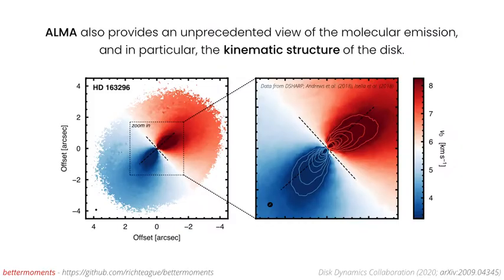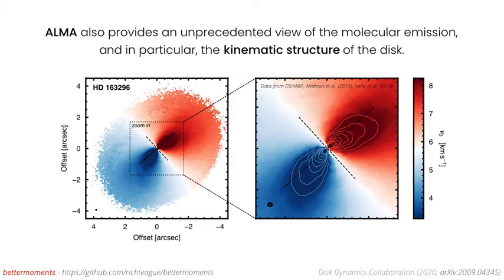Now in parallel, ALMA has also allowed us to much better characterize the molecular emission coming from these sources. And in particular, this has allowed us to really start studying in great detail the kinematic structure of them. This image is showing the 12CO emission from HD 163296 taken as part of the DSHARP survey. And this map is showing the line of sight velocities. So this dipole pattern with the redshifted and blueshifted side is characteristic of rotation.